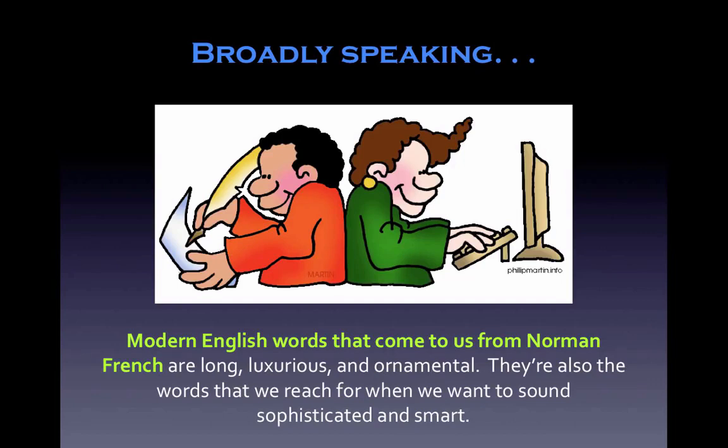But the language that you and I speak consists of more than just 1- and 2-syllable words, and that's where Norman French comes in. Whenever you reach for words that intend to impress, when you go before a court of law, when you write an essay for college, when you write a thank you note to your aunt, when you write a poem to the one that you love, the words that you choose are almost always from the Norman French gene pool. These words are long, they are luxurious, they are ornamental. They are the words that we look to when we want to sound sophisticated and smart.